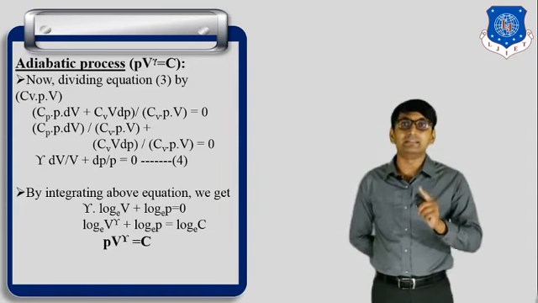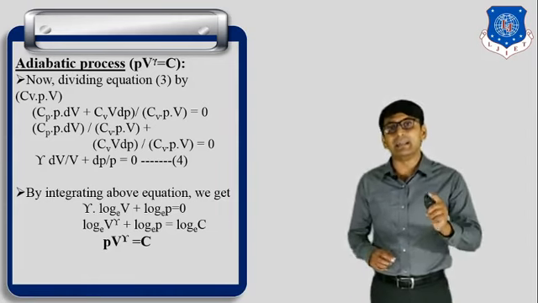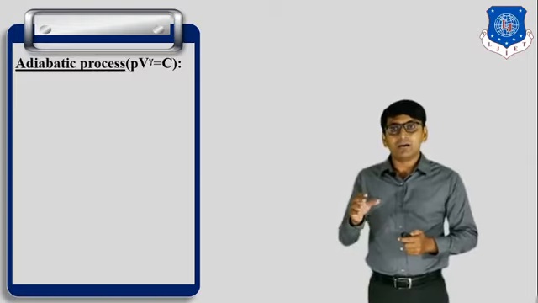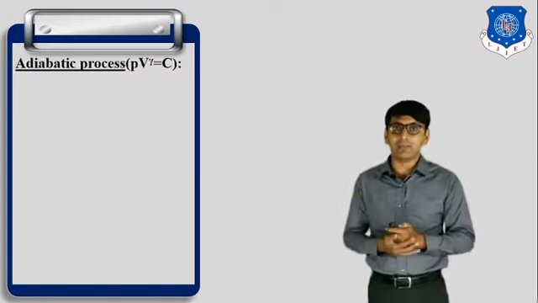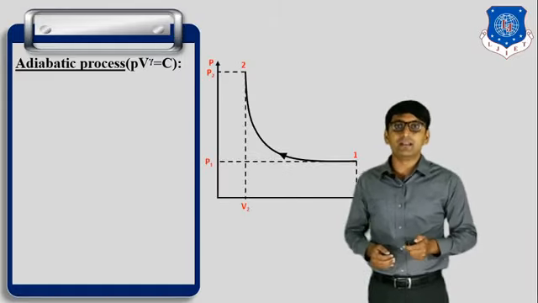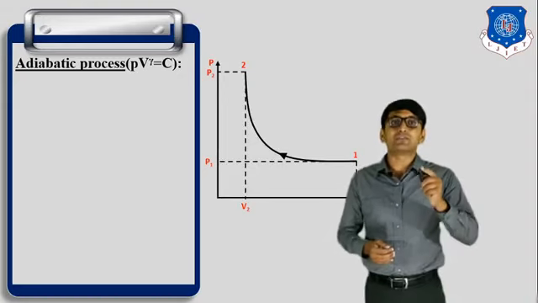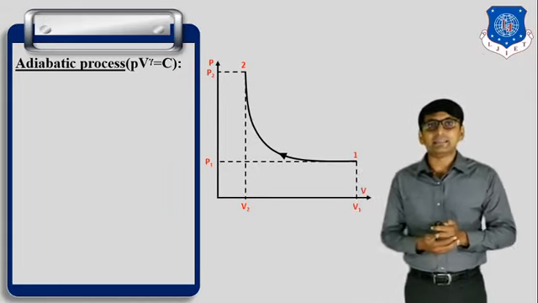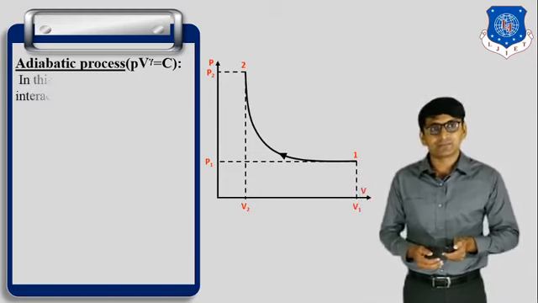PV raised to gamma is equal to C, where gamma is the adiabatic index. Now we will do some derivations of work done and other quantities for the adiabatic process. First, this is the PV diagram of an adiabatic process, process 1 to 2, where 1 is the initial state and 2 is the final state.